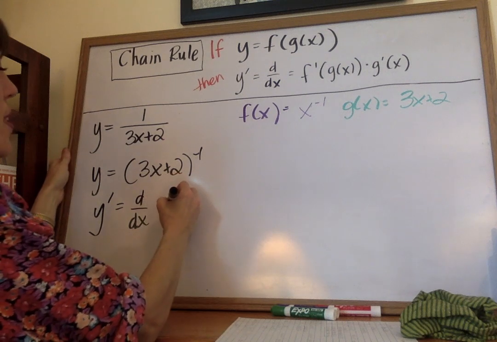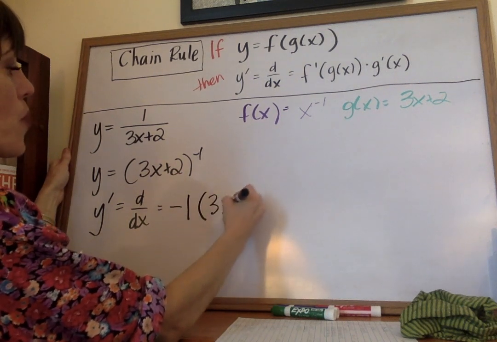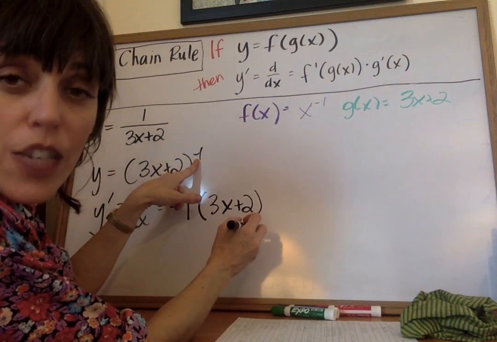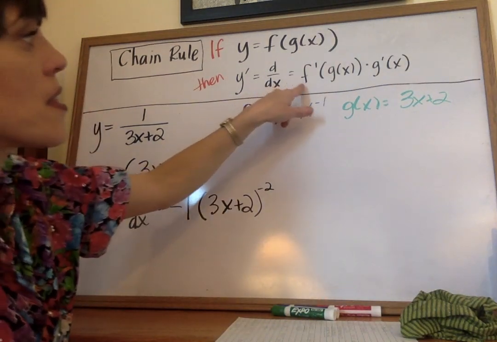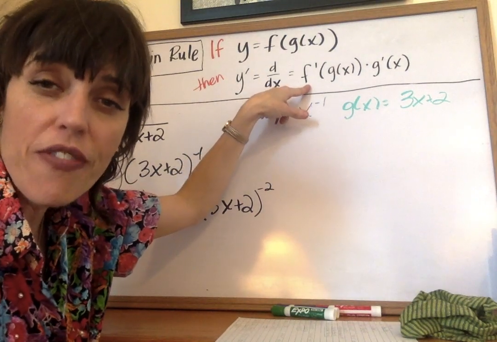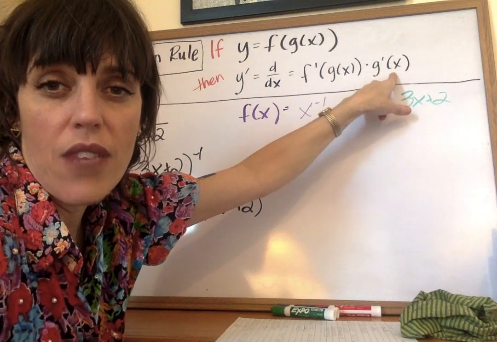So I'm going to have -1 times 3x plus 2. I subtract 1 from -1. That's going to give me -2. So that's this part of chain rule. I found the derivative of the outer part of the function. And then this part of chain rule, I'm going to find the derivative of the inner part.